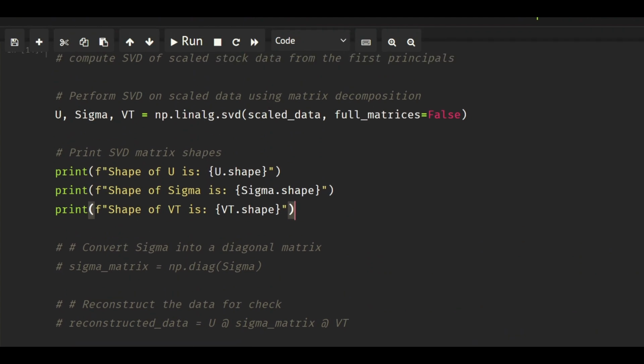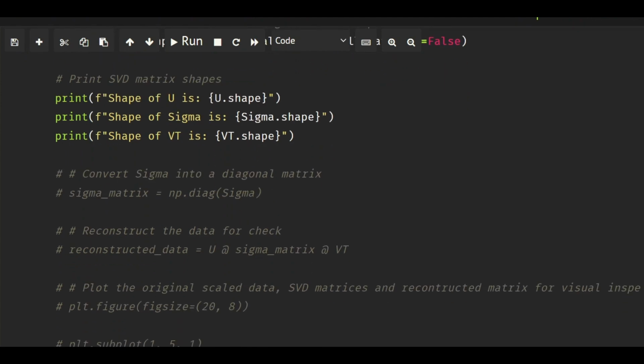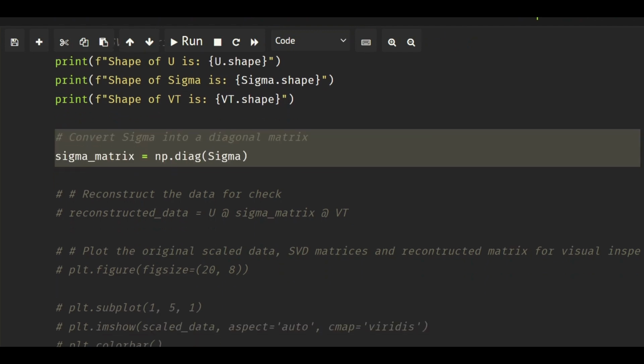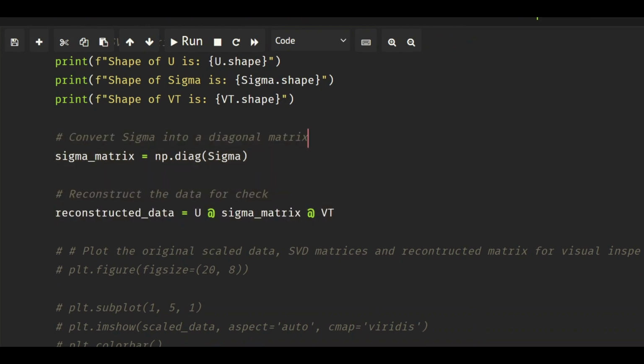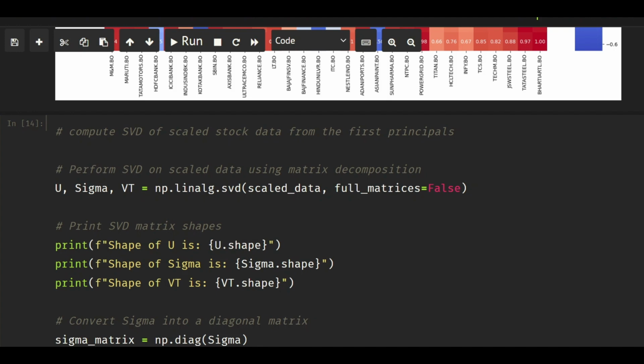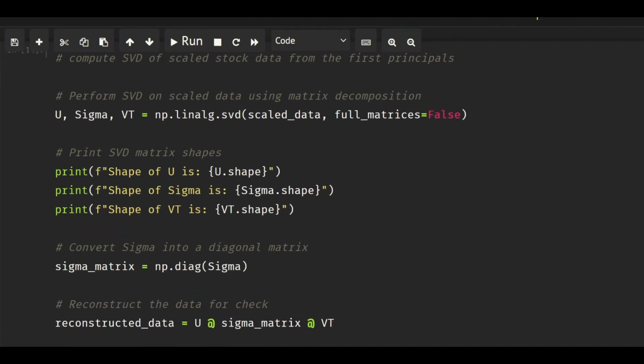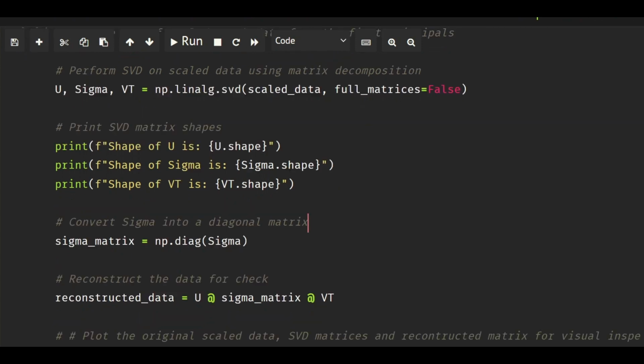This matrix is required to be converted into a diagonal matrix, because that's the way Python works. Python has just outputted an array, and that array needs to be converted into a diagonal matrix, because sigma is a diagonal matrix. So this piece of code is doing that. And once I've done that, I will prove to you that once I multiply these 3 matrices back, I will go back to my stock data, which is my original scaled data. I will prove to you that this decomposition is working fine.